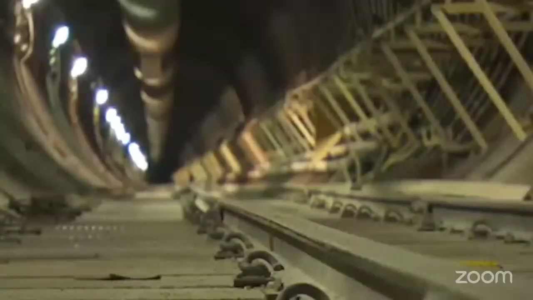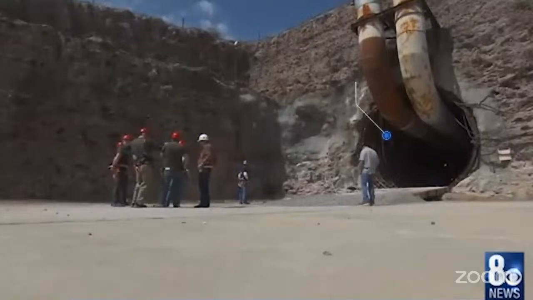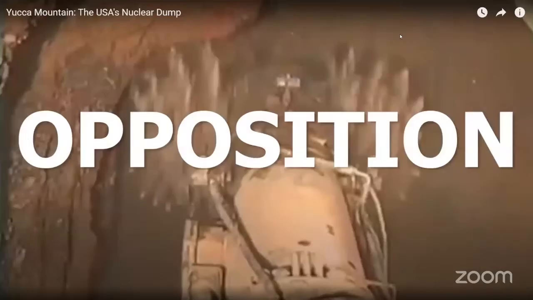This would have just been the start of the Yucca Mountain complex. The repository has a statutory limit of 77,000 tons of waste, but to reach this limit, it would need to have been roughly 64 kilometers worth of tunnels, so they're still quite short of that.